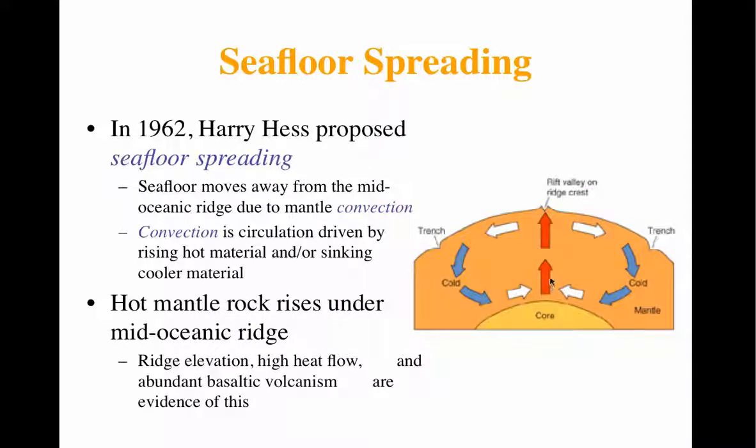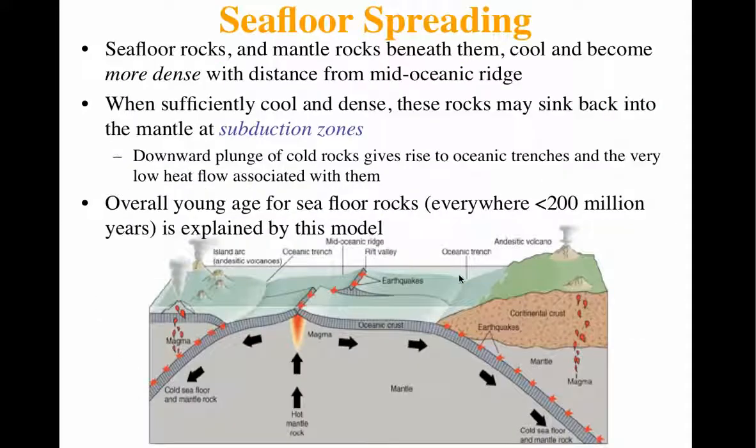His idea was that the core of the Earth is hot. It heats the mantle, which rises and creates this ridge, which he had actually measured by doing testing when he was looking for submarines in World War II. And then through a convection cycle, we end up with circles going on in the mantle.